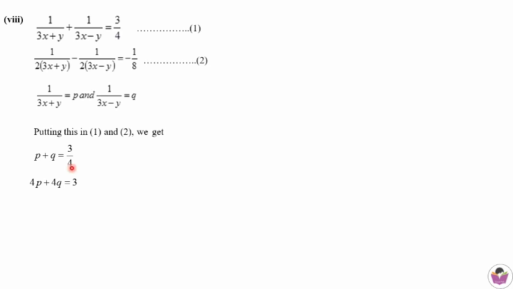Then when you cross multiply it, 4 into p, 4 into q, that is 4p plus 4q is equal to 3. Label it as equation number 3. And the next equation will change to: 1 by (3x plus y) is p, that is p by 2, and q by 2 is equal to minus 1 by 8, equation number 2.